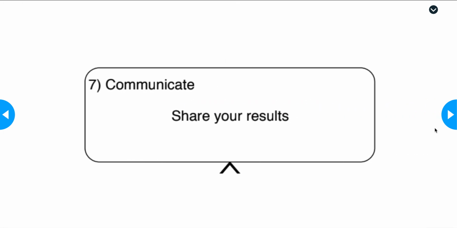And finally, communicate. Share your results. This could be writing a lab report. This could be publishing a paper. It could be making a poster and presenting it at a science fair. It could be writing a blog, making a video.